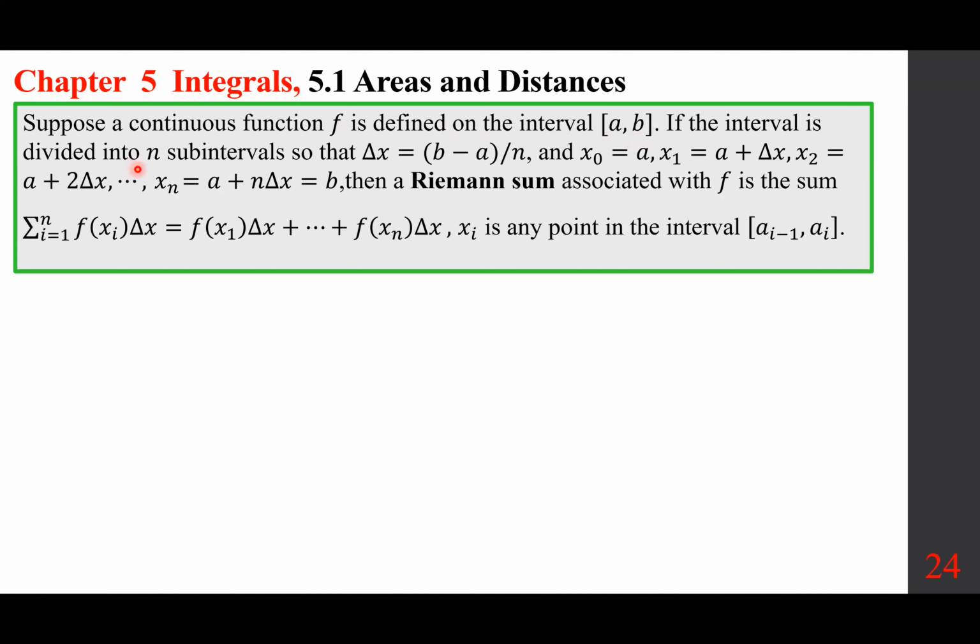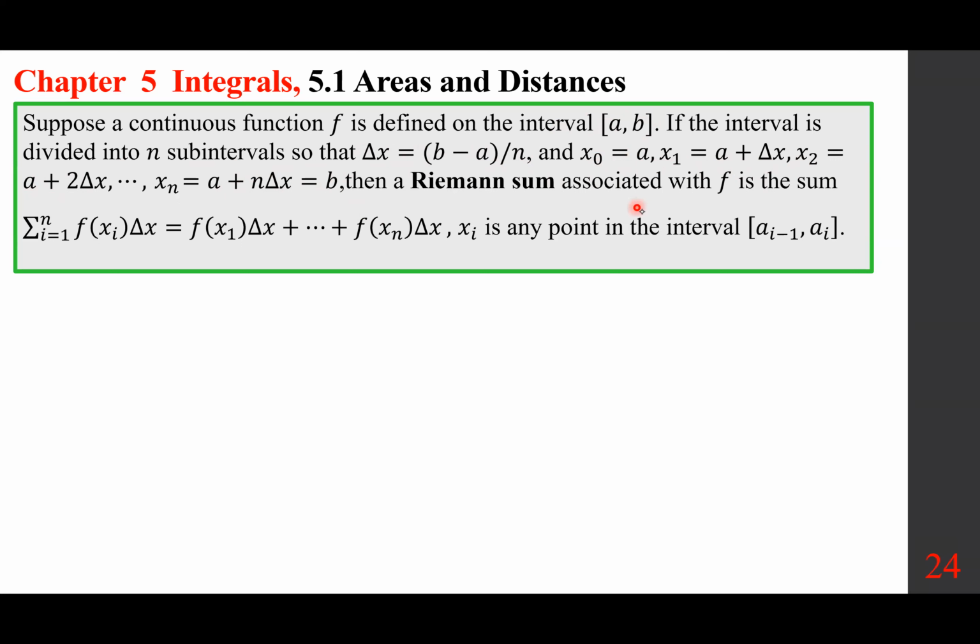If the interval is divided into n subintervals, so that delta x is b minus a over n, this is the width. X sub 0 is a, x sub 1 is a plus delta x, x sub 2 is a plus 2 delta x, and the last one, b, is a plus n delta x, or x sub n.